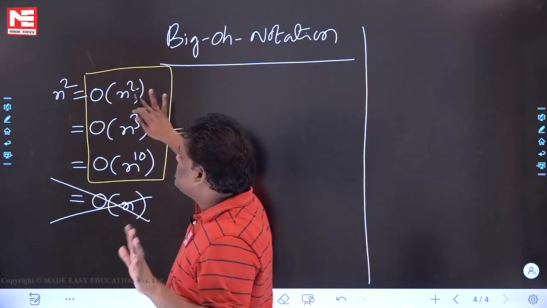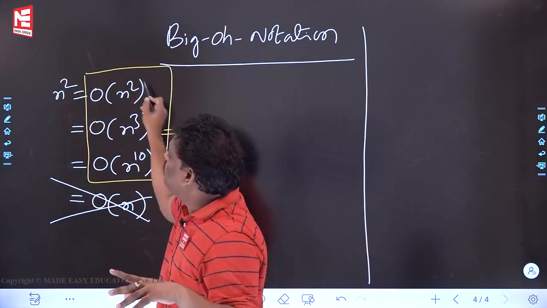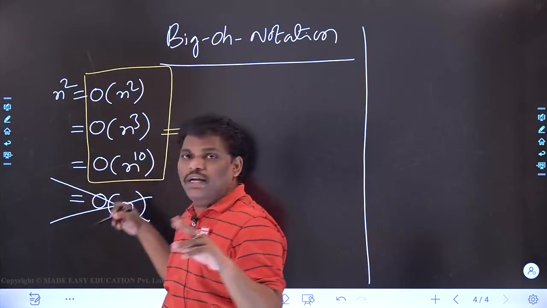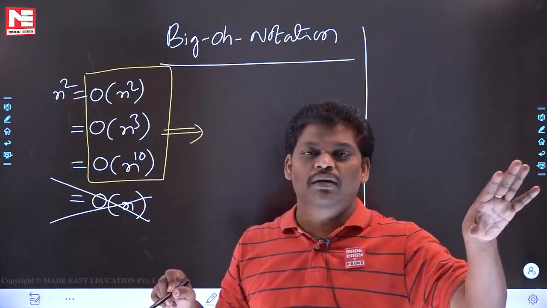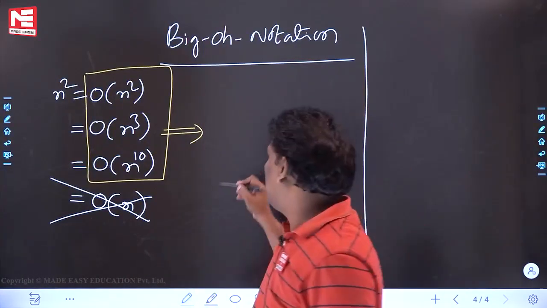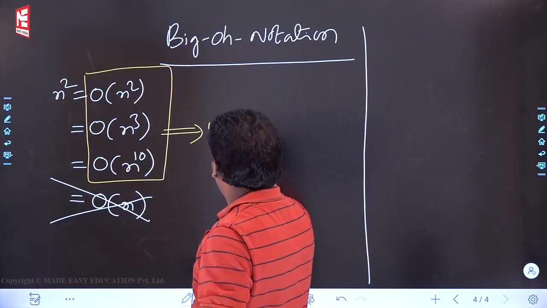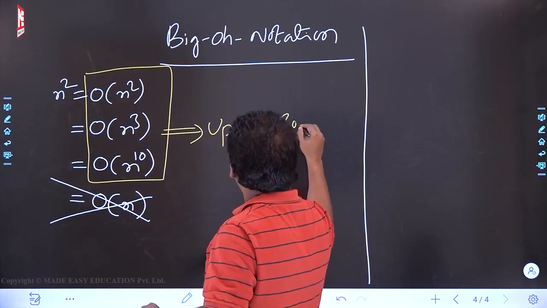In Big O notation, on the right-hand side, either greater functions or equal functions will be there. Those are known as upper bounds, right?